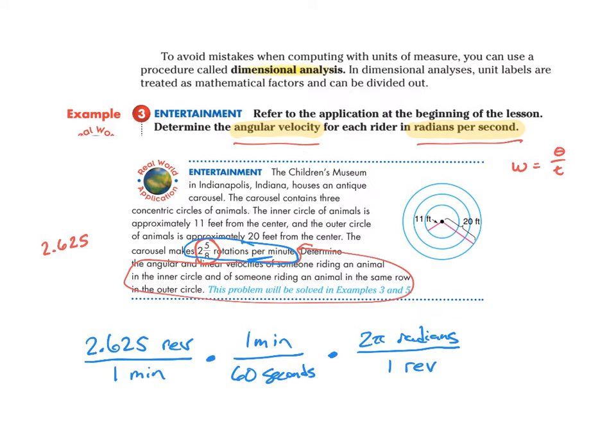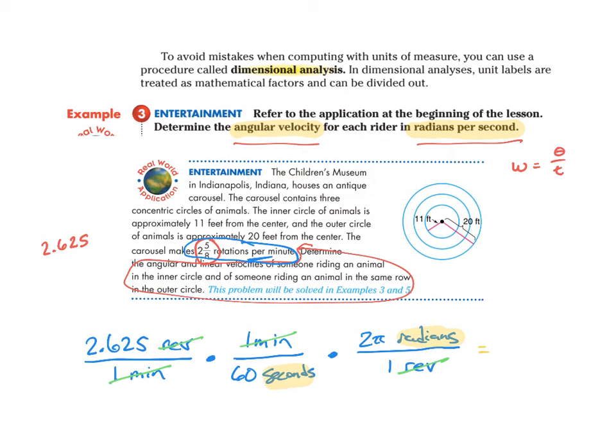And so these are all multiplied together, so we can do cross-canceling just like we would with fractions. So check this out. My 1 minute here will cancel with my 1 minute here because there's one on top and one on bottom. My 1 revolution here will cancel with my revolution there. And I end up with only 2 units left: seconds in the denominator and radians in the numerator. And that's what we want. We want radians per second. So now I can multiply this out and reduce it and get my answer.